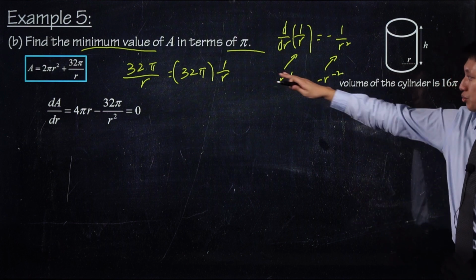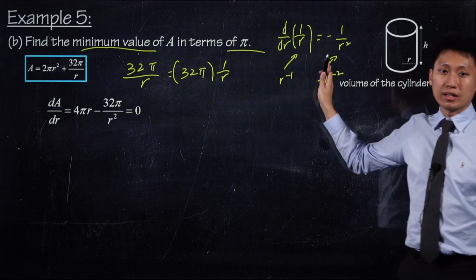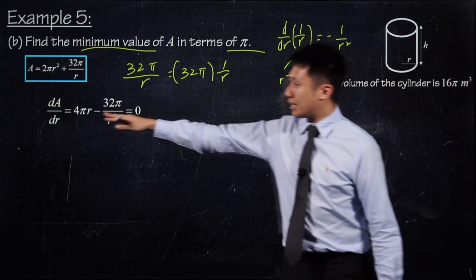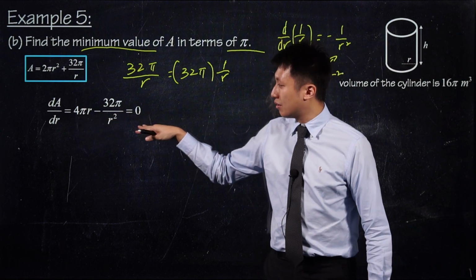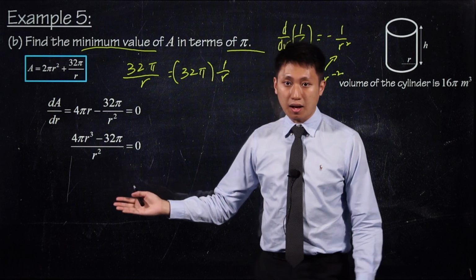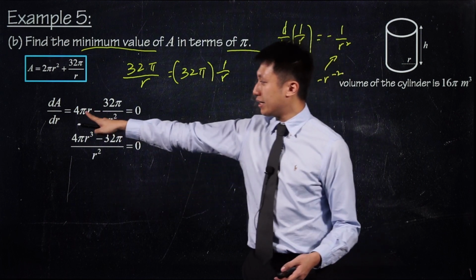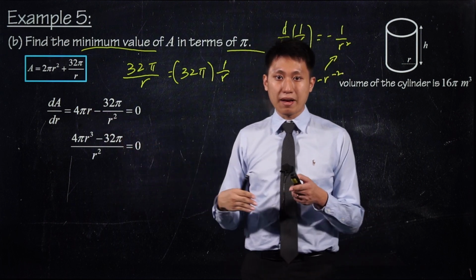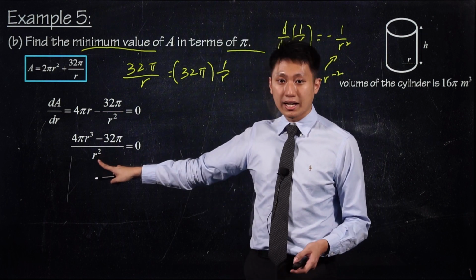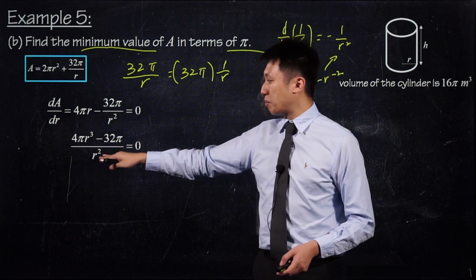Okay? If you cannot do that one so fast, then you do this one. It's fine. Okay? I differentiate. I set it to be equal to 0. Then I solve for it. How do I solve for it? Because here is R, here is also R. I make them having the same denominator first, R squared. Okay? This thing, top and bottom equals 0.